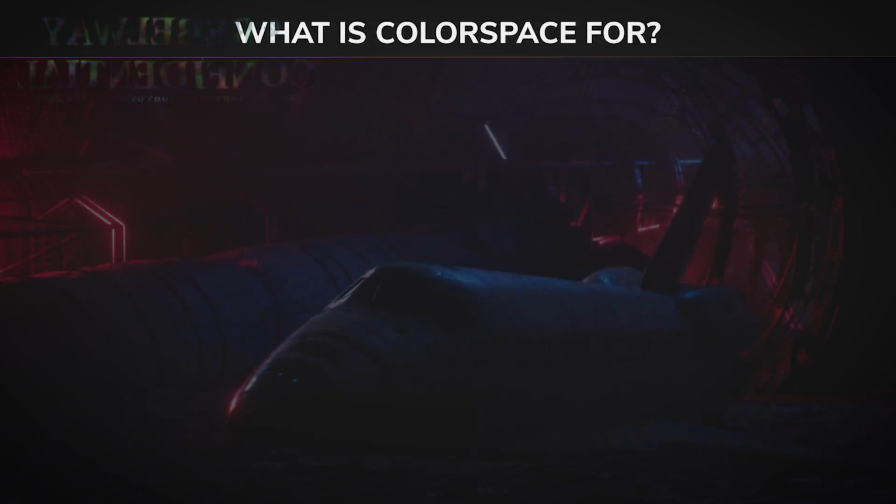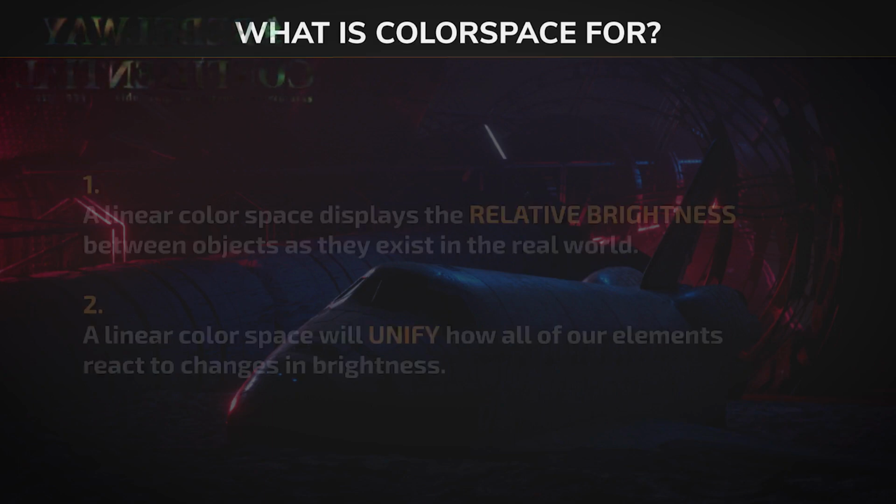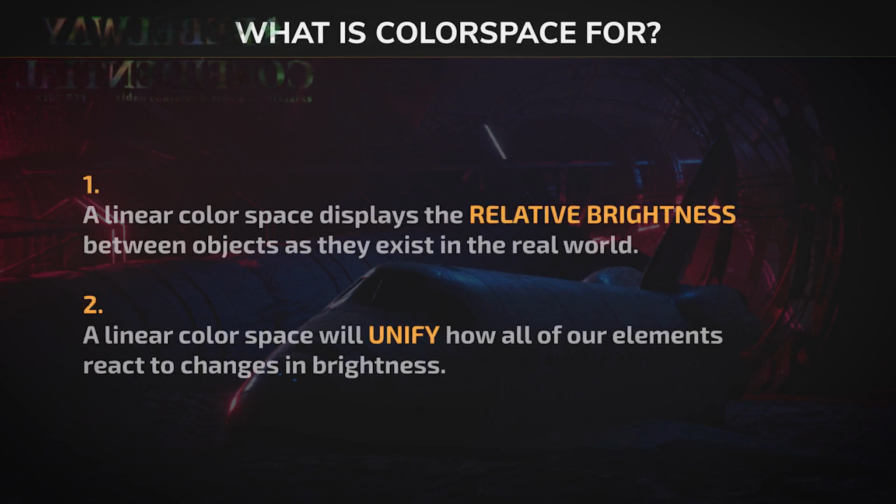And now that I have that off of my chest, I just want to recap why we use color space. I know that was a lot of information. I think this is the hardest abstract concept to understand in Nuke. And it is important because it will bring our object into the real world in terms of brightness. And it's going to unify all of our elements and how they react to changes in brightness.